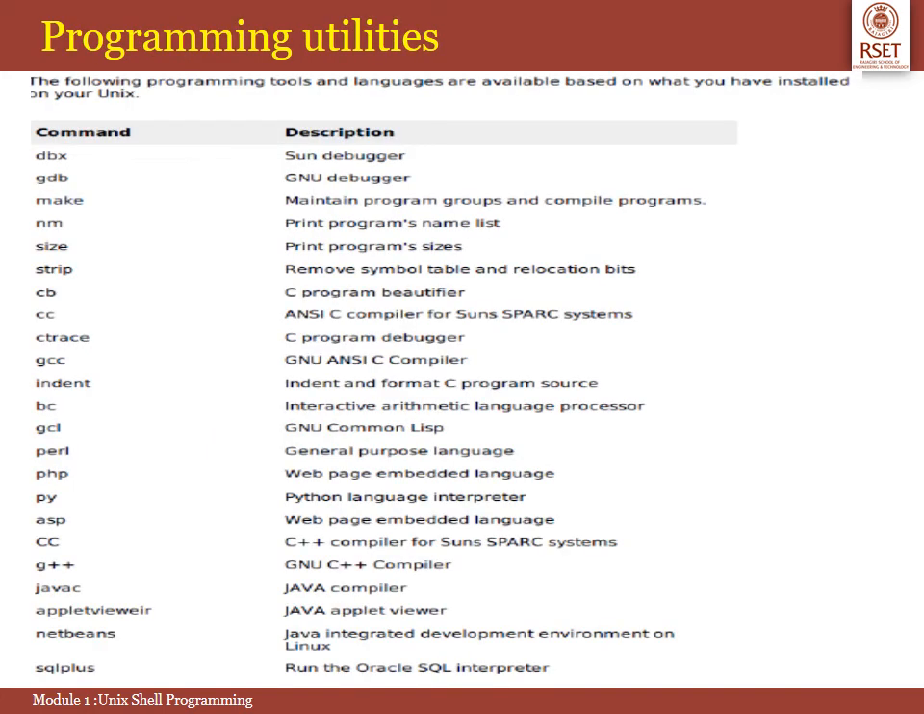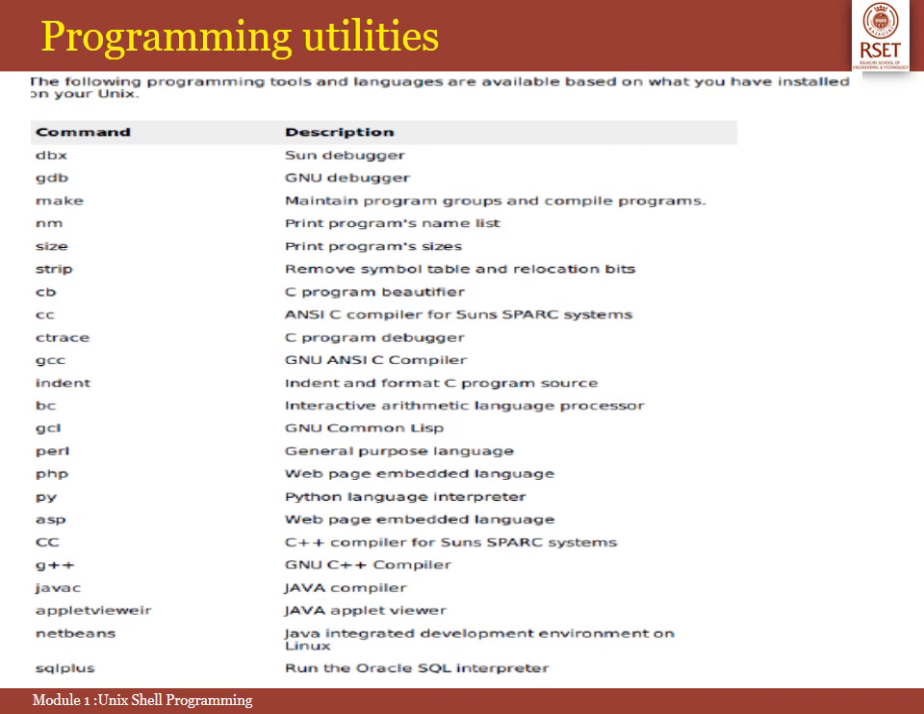For the programming utilities, the following commands are used. The dbx command is for Sun debugger. GDB command is for GNU debugger. Make will maintain the program groups and compile programs. nm is for printing the program's name list. And size command will give the program size. Strip is for removing the symbol table and relocation bits. And cb is for C program beautifier.